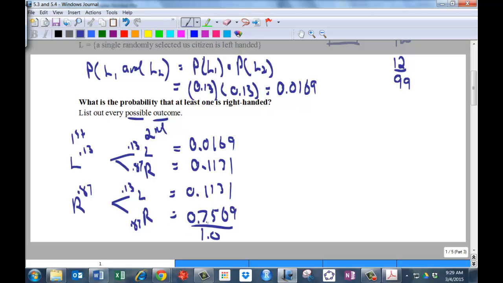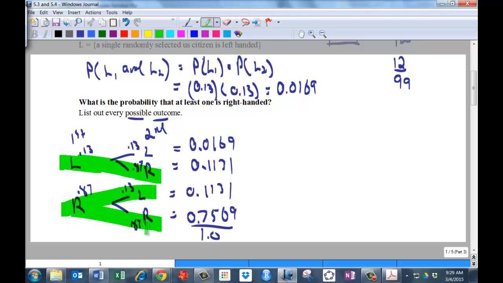So now we just want to find all the ones that are at least one right-handed. So that's going to be this one here. And we'll just highlight them. At least one right-handed is here, at least one right-handed is here, and at least one right-handed is here. So the only one that's not at least one right-handed is that first one, which is both left-handed, right? Both left-handed. So we essentially want to add up these probabilities here.